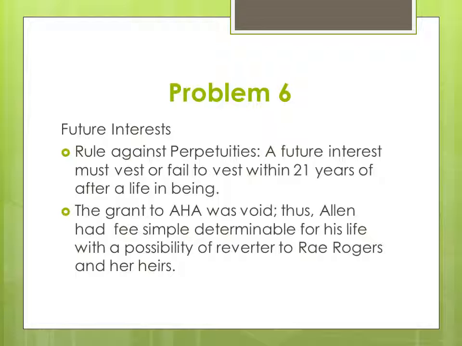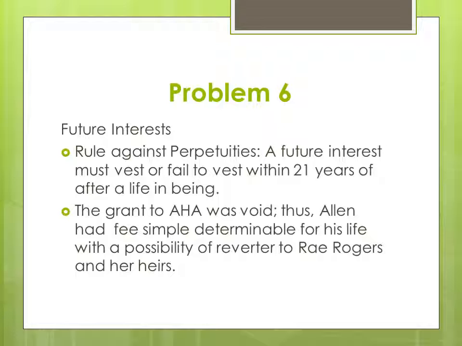So in year 1, Ray Rogers, owner of both Blackacre and Whiteacre, executed and delivered 2 separate deeds by which he conveyed the 2 tracts of land as follows. Blackacre was conveyed to Alan and his heirs as long as it is used exclusively for residential purposes, but if it is ever used for other than residential purposes, then to the American Heart Association. Now the question, number 6, is dealing with Blackacre, so we're not necessarily going to talk about Whiteacre.